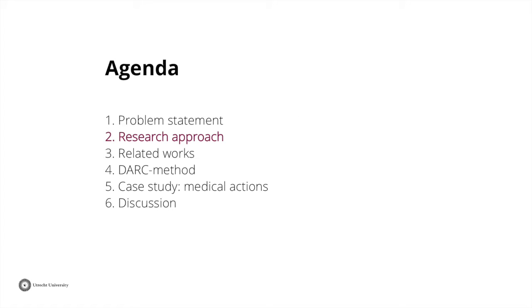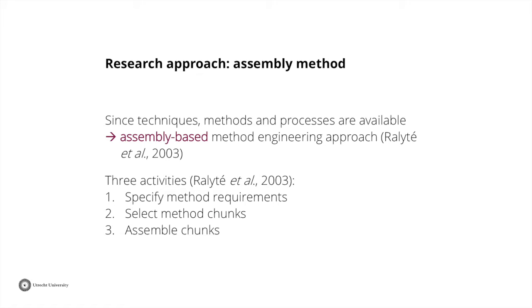In our research, we have used the assembly-based method engineering approach, since many techniques, methods, and processes are already described in literature. The assembly-based approach consists of three main activities. The first is specifying requirements for the method. The second, selecting method chunks that will be used to create the method. And finally, assembling these chunks.